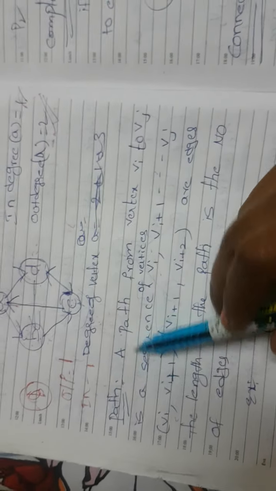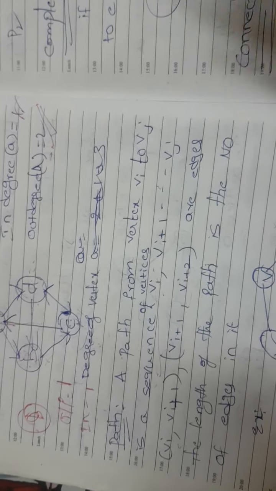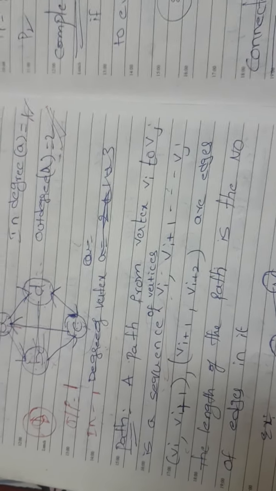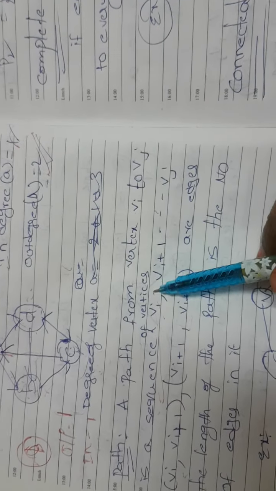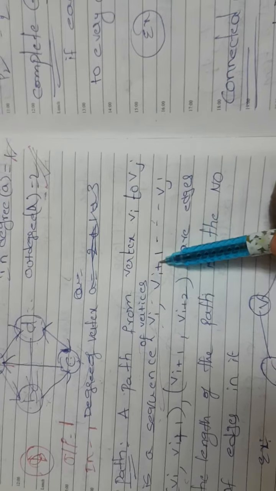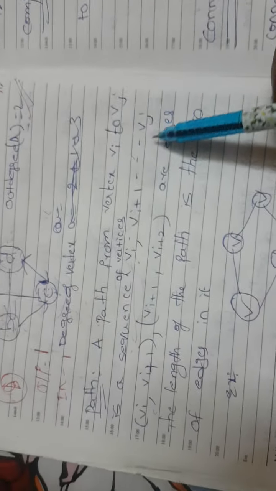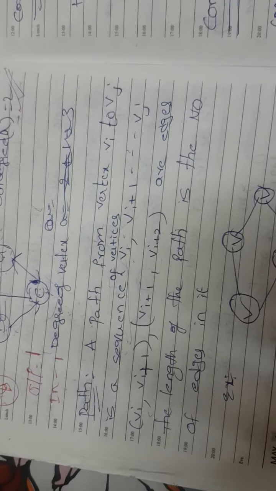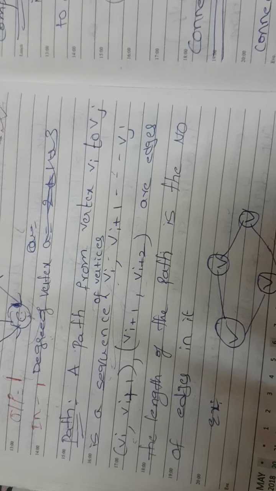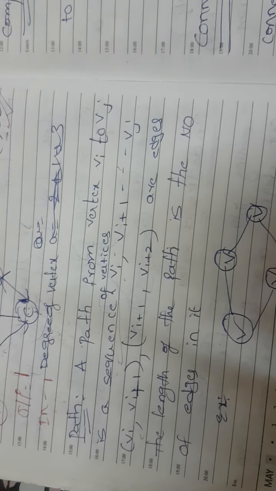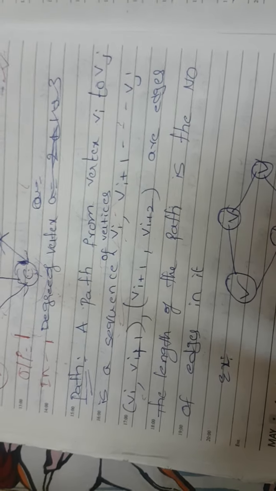Next, path. A path from vertex Vi to Vj is a sequence of vertices. Sequence means V1, V2, V3, V4, V5, like that, V0, V1, Vi, Vi+1, Vi+2, like that up to Vj. Okay, those are all vertices. Edges are the pairs Vi, Vi+1, Vi+1, Vi+2, like a pair. Like that V1, V2, V3, V4.